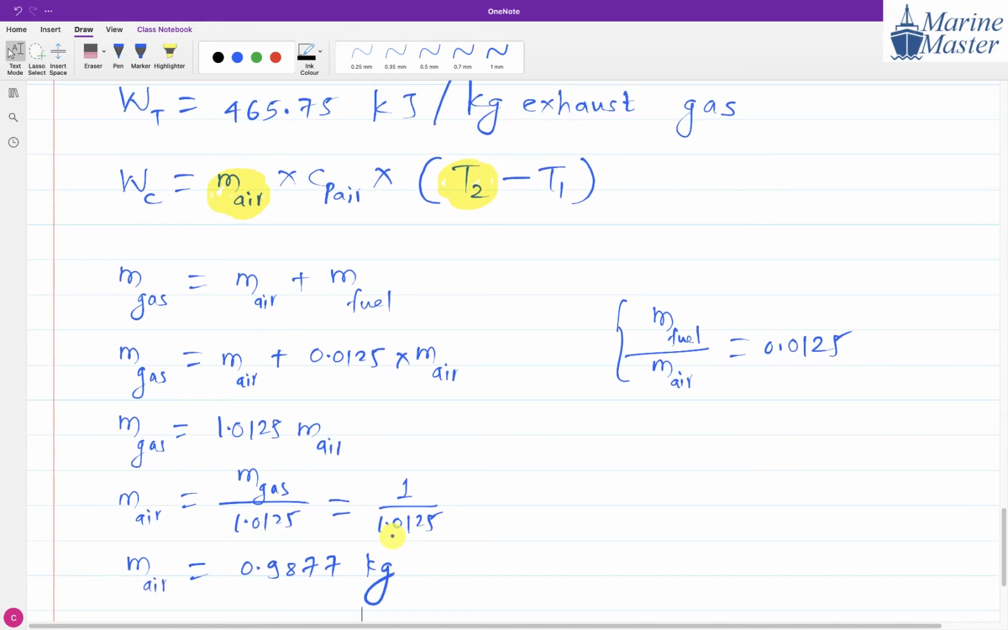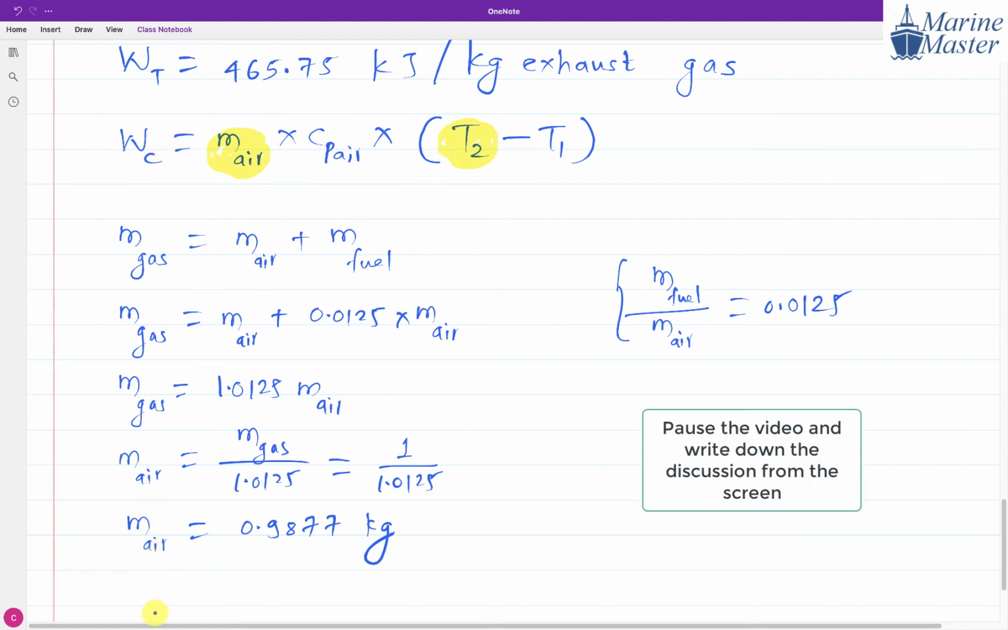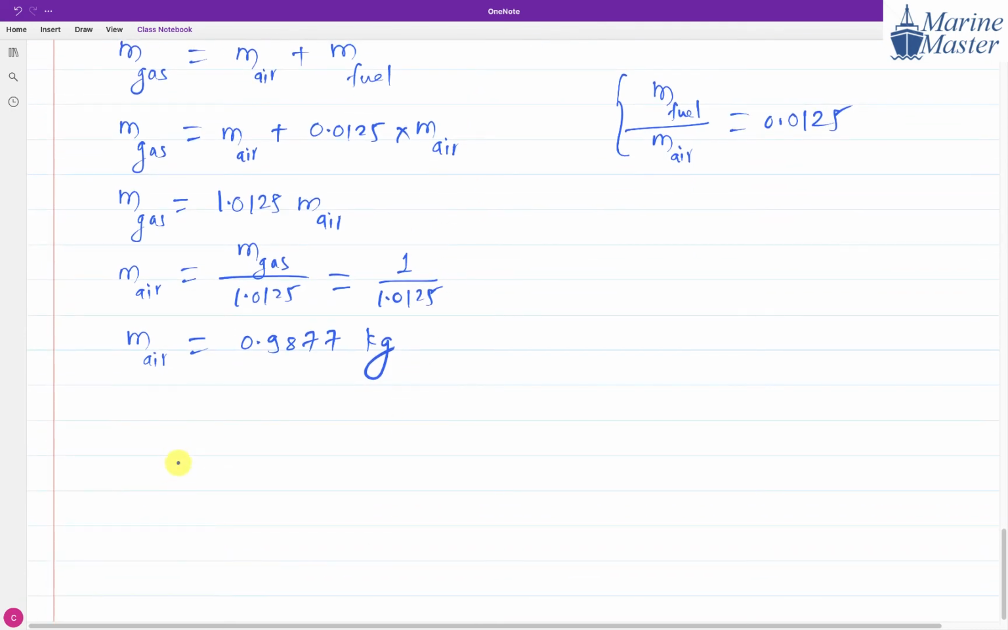Now, guys, before going further, what you have to do? We have written up to WT. After that, write down up to this mass of air, guys. Now to get WC, what do we need? T2. And to get T2, what are we going to do? First of all, to get T2, we are going to calculate T2I.